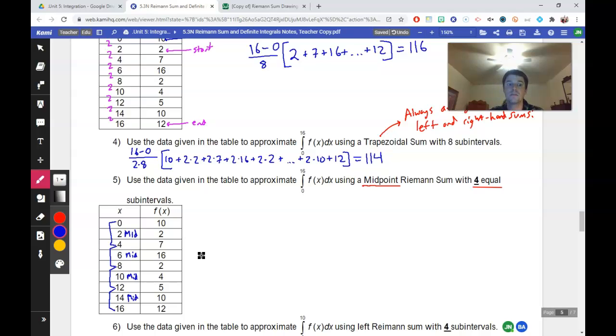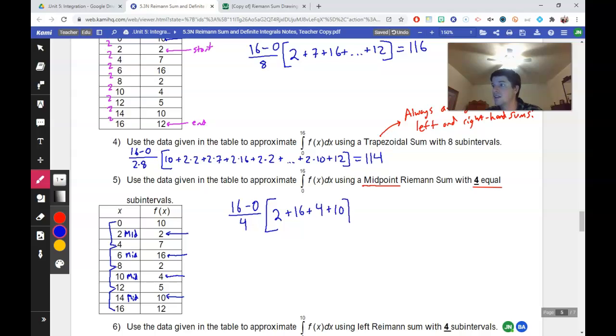So they give us these midpoints here, and we're actually going to use those values right there. Let's use our formula here. So we have b minus a all over 4 because there are 4 equal subintervals. And what we're going to do then is add together just these 4 values. 1, 2, 3, 4. So it's actually a lot faster in this case. 2 plus 16 plus 4 plus 10.